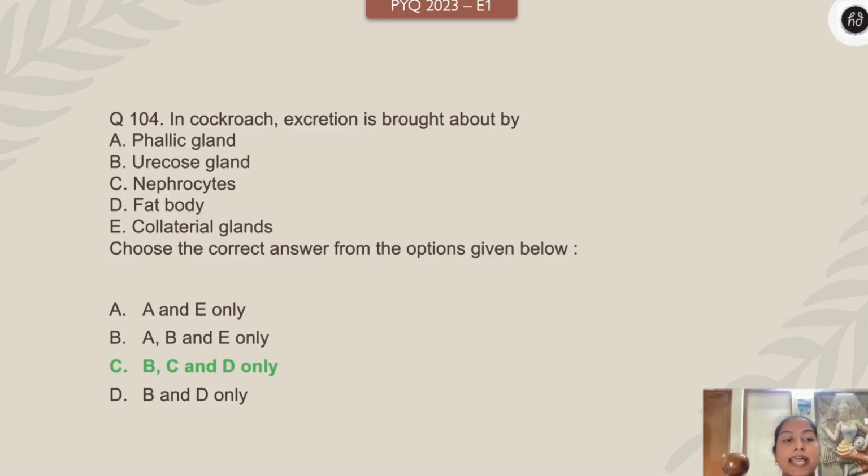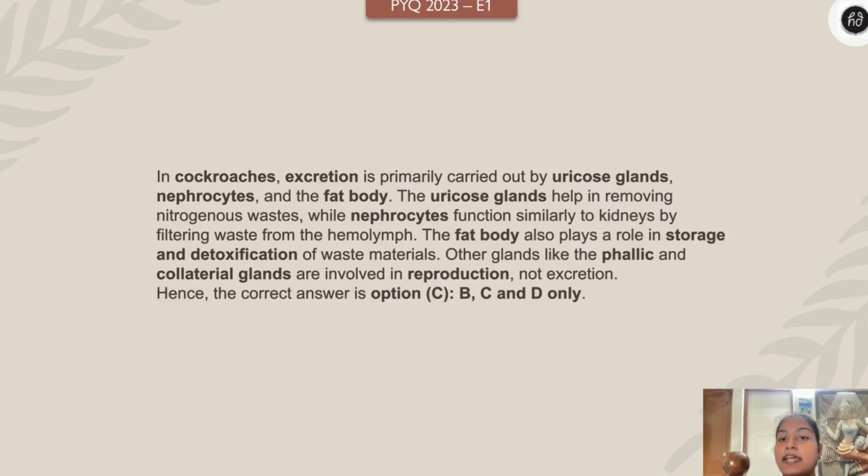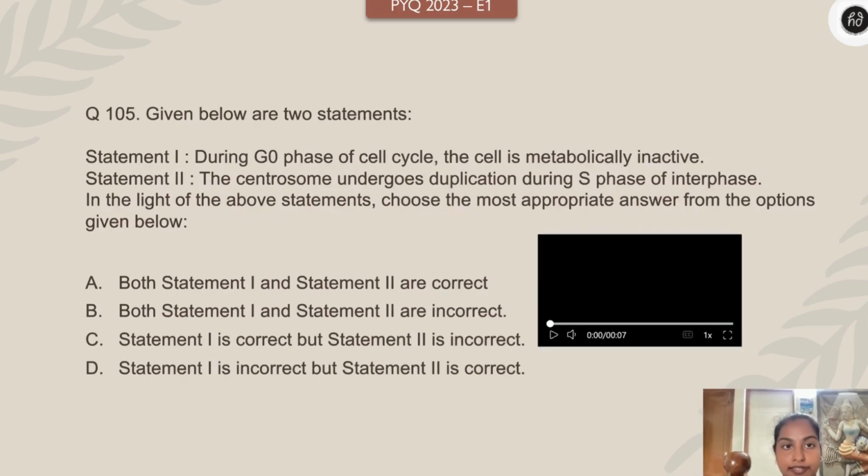The answer is B, C and D only. In cockroaches, excretion is primarily carried out by uricose glands, nephrocytes and the fat body. The uricose glands help in removing nitrogenous waste, while the nephrocytes function similarly to the kidneys by filtering the waste from the hemolymph. And the fat body plays a role in storage and detoxification of waste material, right? Whereas the phallic and collateral glands are involved in reproduction, and not in excretion.